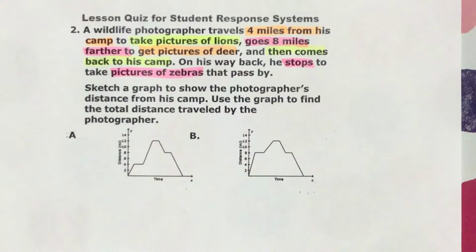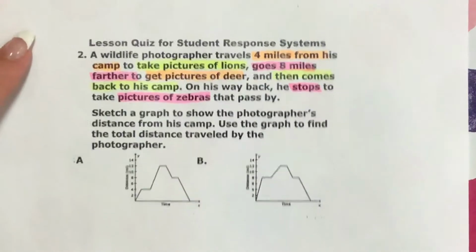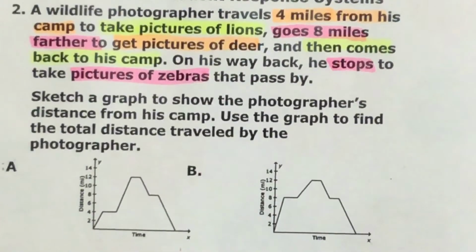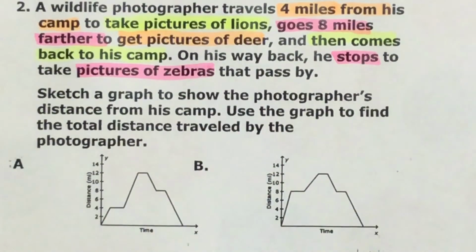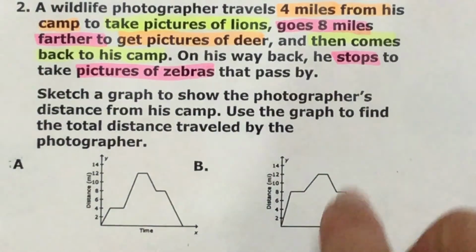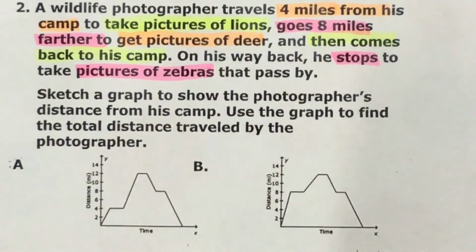So we aren't going to sketch a graph because we have 2 options. We're going to go ahead and figure out which graph best fits this scenario. So I'm going to zoom in a little bit because these graphs are kind of hard to see. So hopefully you can see them now. Okay, so we're going to sketch a graph to show the photographer's distance from the camp and then use the graph to find the total distance traveled by the photographer. Okay, so first let's just figure out which graph fits this scenario.